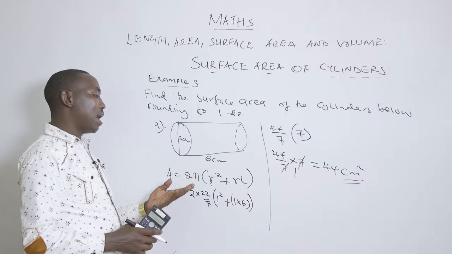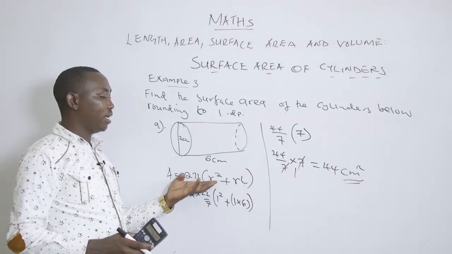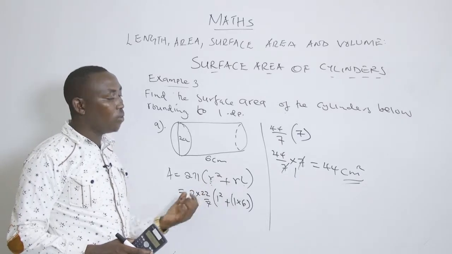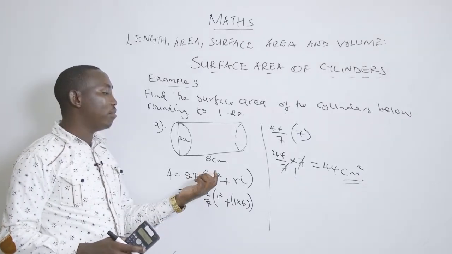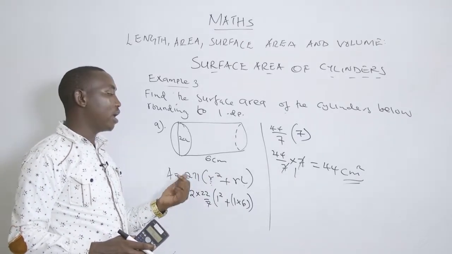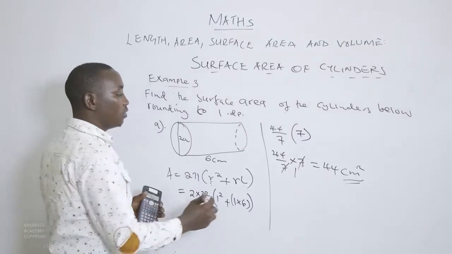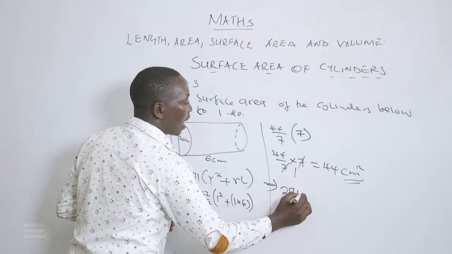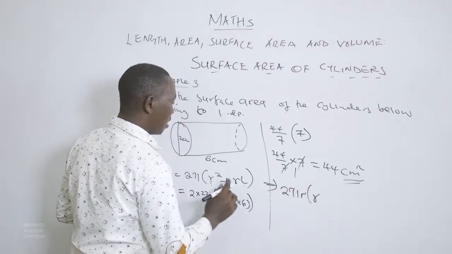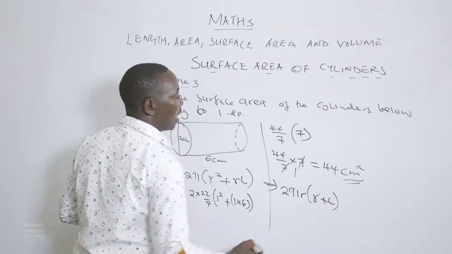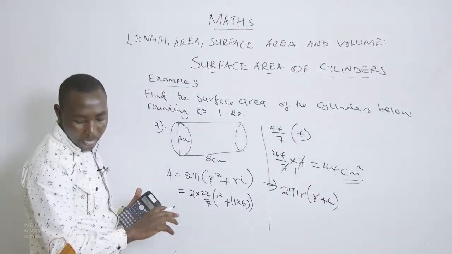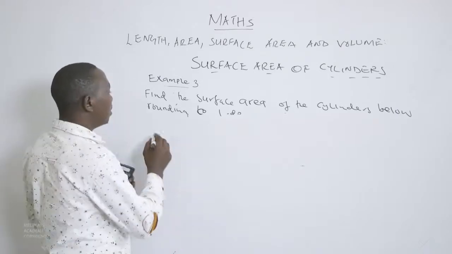This particular formula also, because R is still in the two expressions, we can factor out or single out one R, so that we simplify this particular expression to 2 pi R into R plus L. It will still give us the answer. That was part A.